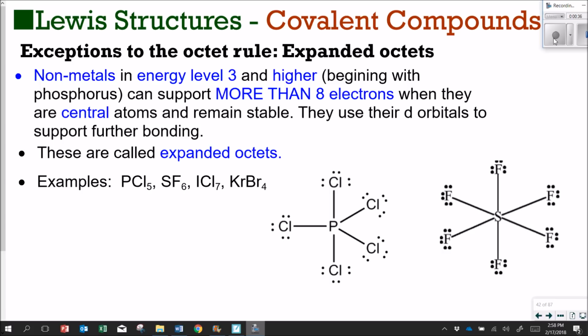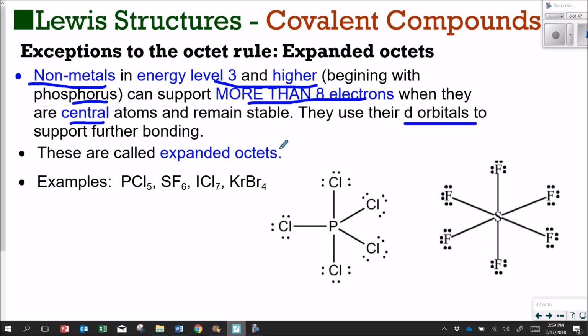Now we will look at atoms which can be stable with expanded octets. In other words, more than 8 electrons in their outer energy level. These would be the nonmetals in energy level 3 and above on the periodic table, beginning with phosphorus. These can support more than 8 electrons when they are central atoms and remain stable.